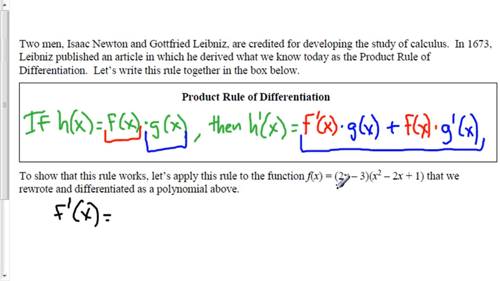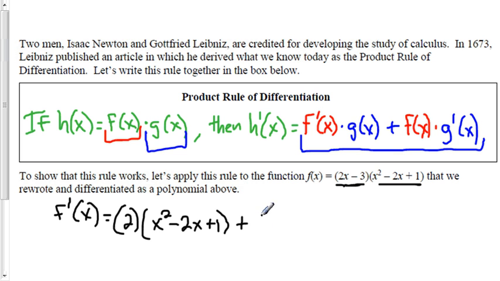So now this is my first term, 2x minus 3, and this is my second term. So now what's the derivative? Well, the derivative of the whole function is the derivative of the first function, so 2x minus 3, the derivative of that is 2, times the entire second function, x squared minus 2x plus 1, plus the first function, which is 2x minus 3, times the derivative of the second function. So the derivative of the second function is just going to be 2x minus 2 plus 0. Now I have to go through and just simplify it, but that shows the product rule.